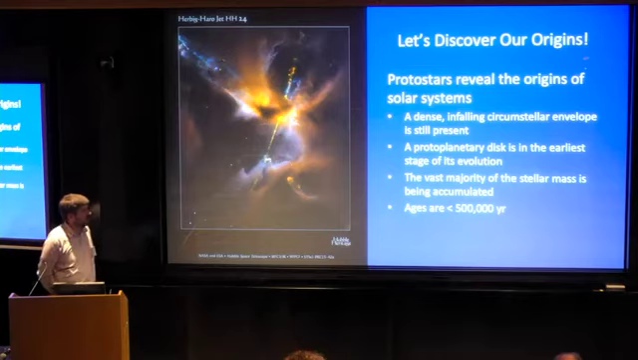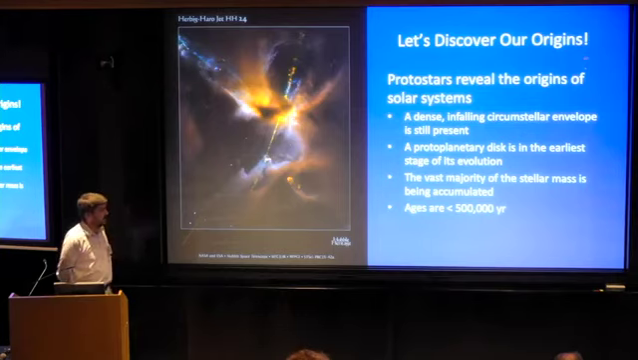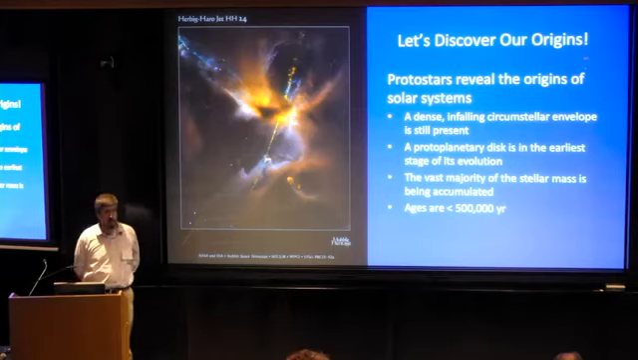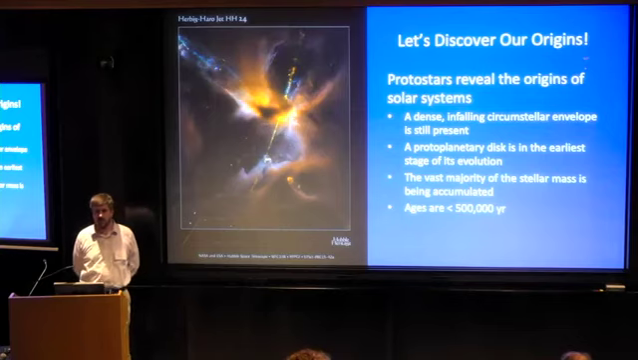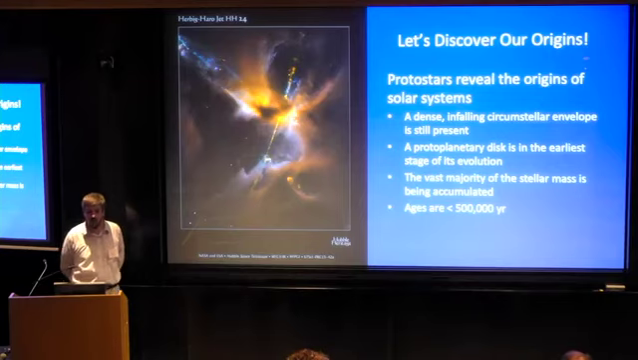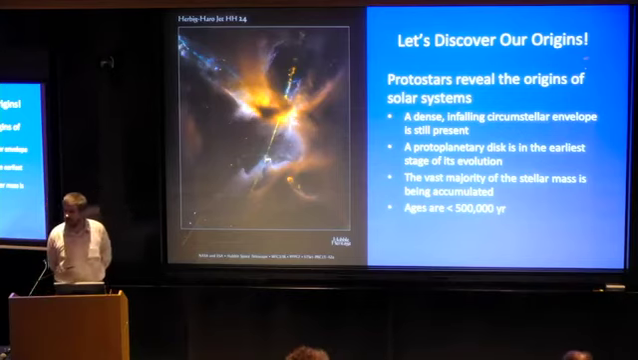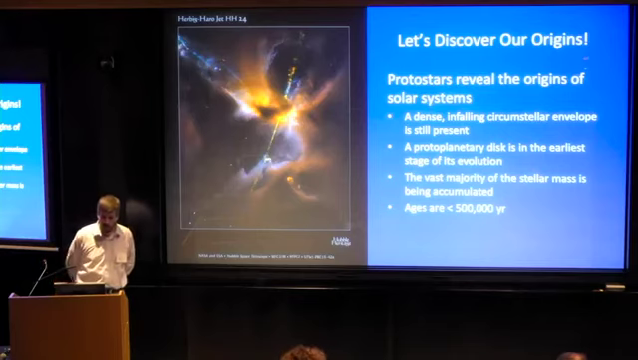ALMA is starting to show that that's the case, so this is really where you want to look for the earliest stages of protoplanetary disk evolution. And importantly, this is when the vast majority of the stellar mass gets accumulated. When young stars emerge from the protostellar phase, they're already more than 90% in place. So this is really the era of the major mass accretion phase. And as far as we can tell, the envelopes take 500,000 years to go away. So we're looking at the first 500,000 years of the star formation process here.